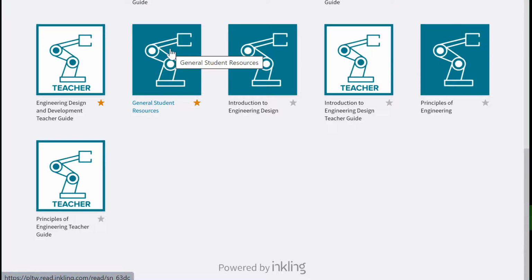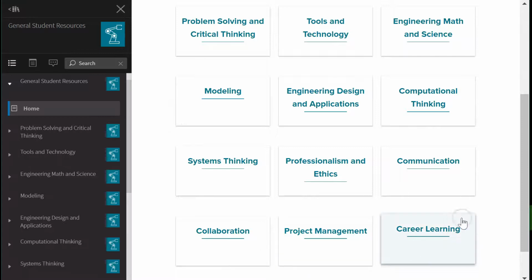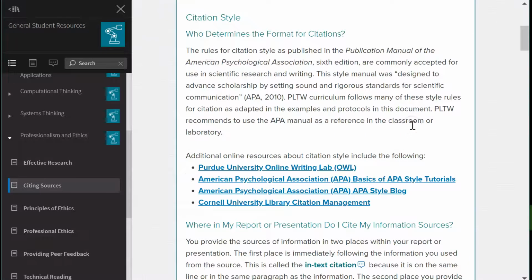General Student Resources. All of you have access to this. What PLTW did is they took some content that was shared across all of their engineering courses and said all students need to have access to this. So it's all in one place, and you can see where things are here. You can use the search tool here to get to what you need. This is under professionalism and ethics, and when you have citing sources, it will talk about APA referencing. It gives you some links where you can find more information.